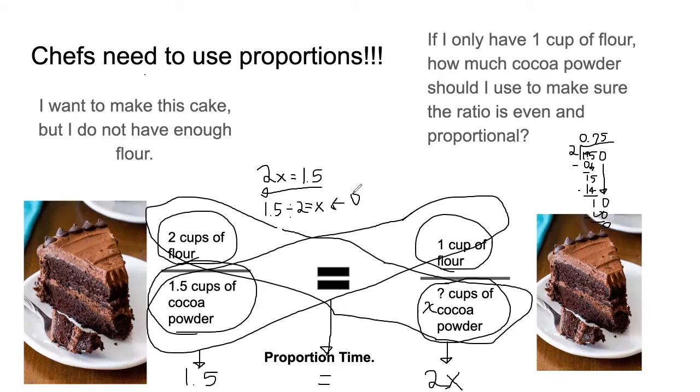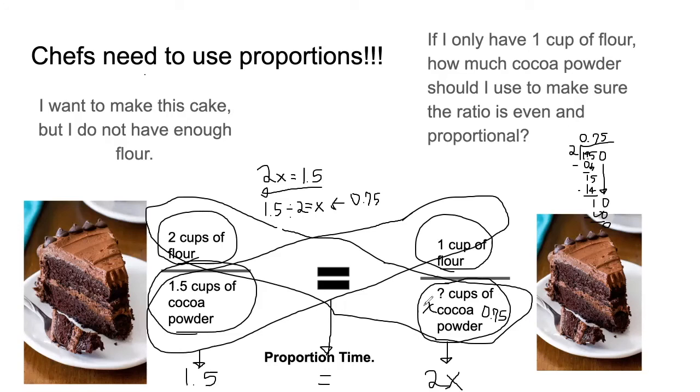So what does that mean? I'll show you what that means. That means if we want to make this recipe, but we only have 1 cup of flour, in order to make it proportional and even, we have to have an even cake. We can't have not enough flour, but the same amount of cocoa powder, because it's not going to bake correctly. That's going to be a nasty cake. Trust me. It has to be 0.75 cups of cocoa powder.